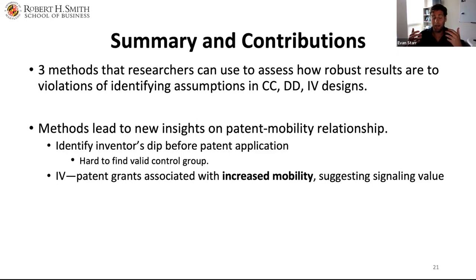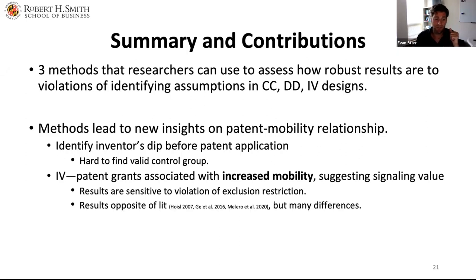And again, I want to highlight that we should be cautious because these results are very sensitive to the violation of the exclusion restriction. The point estimates themselves are ginormous, 44%, if you recall, so we should interpret this with a little bit of caution. I also want to highlight that these results appear to be in the opposite direction of the literature, where prior literature has found that patent applications and grants are negatively associated with employee mobility. And so that raises the question of why we observe these differences.